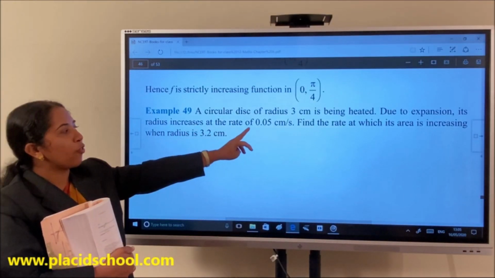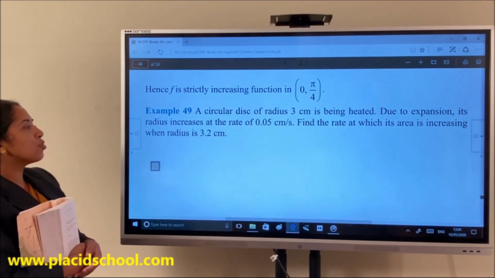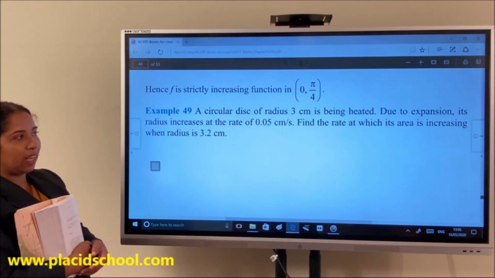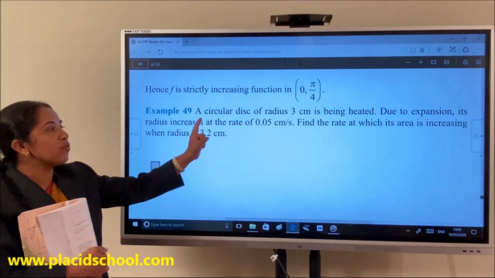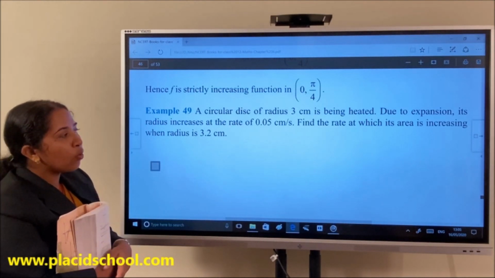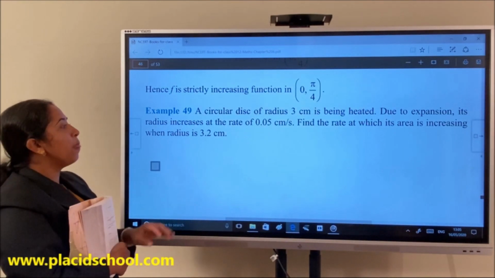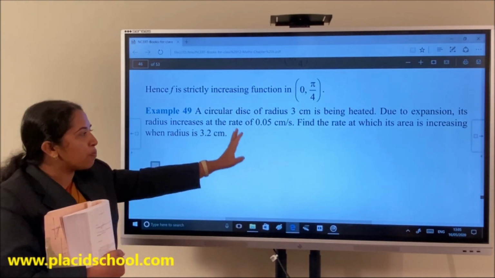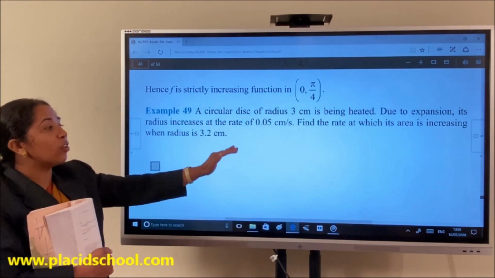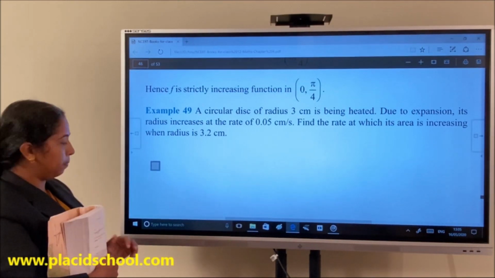A circular disc of radius 3 cm is being heated. Due to expansion, its radius increases at the rate of 0.05 cm per second. That means rate of change of radius with respect to time is 0.05 cm per second. Find the rate at which its area is increasing when radius is 3.2 centimeter. We have to find the rate of change in area when radius is 3.2 centimeter.